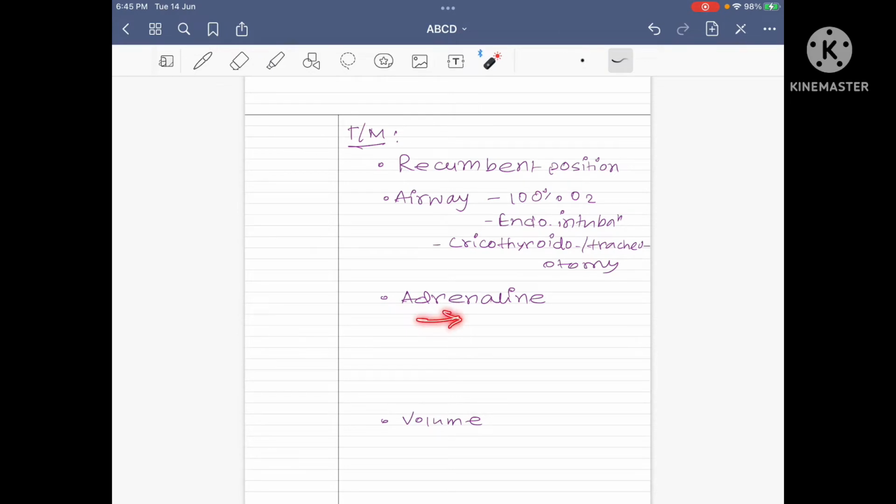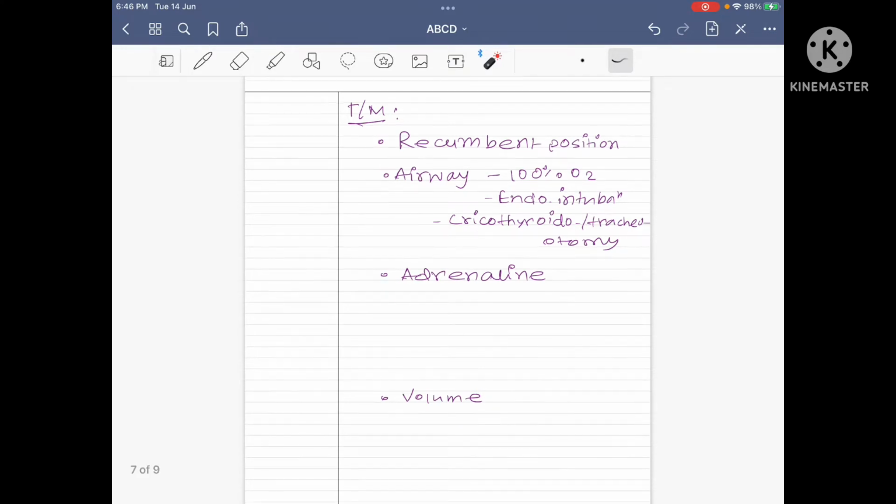Always give. Never hesitate to give. If a patient comes with anaphylaxis, in India, in the ambulance, nobody gives adrenaline to the patient. You should first and foremost give adrenaline in the ED.